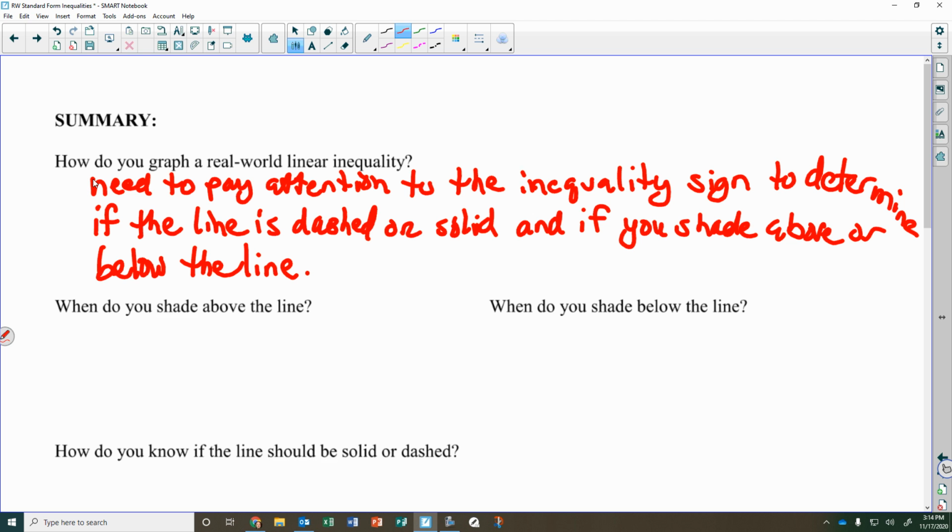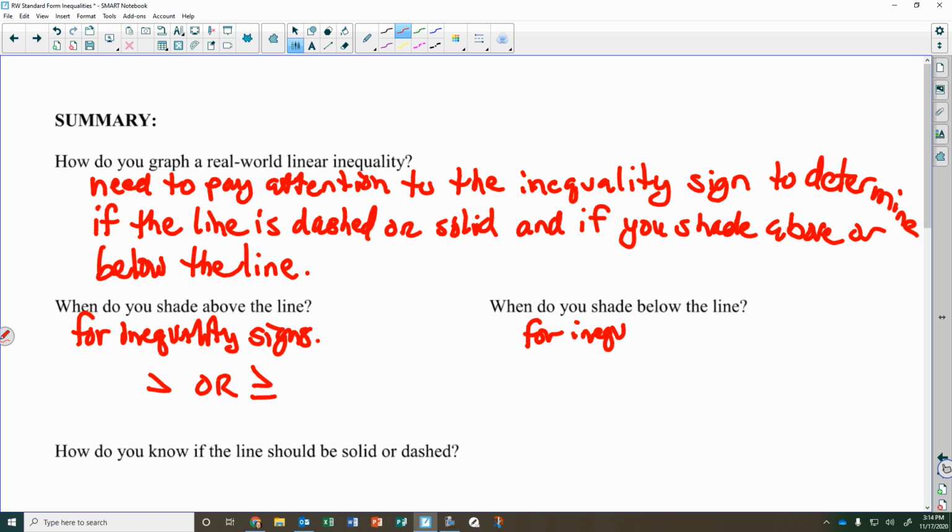When do you shade above the line? Well, again, it's when you have an inequality sign. Only when you have an inequality sign is when you shade. Anything else is just a line. Those signs right there: greater than or equal to. And then below the line, for inequality signs, less than or equal to.